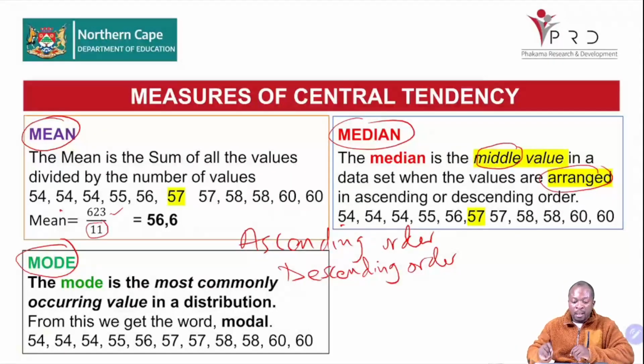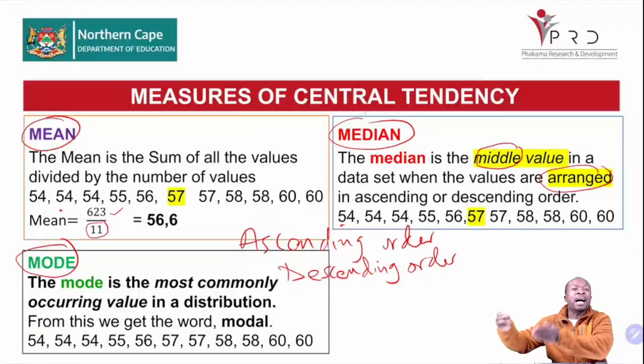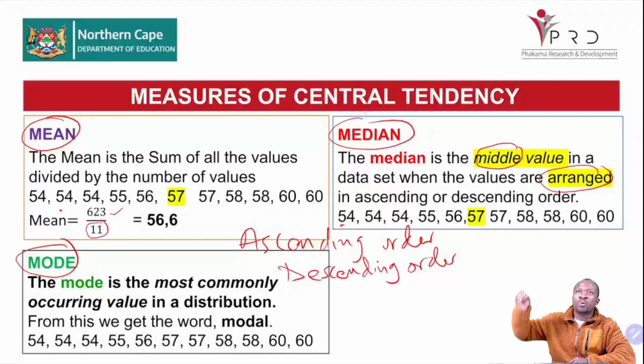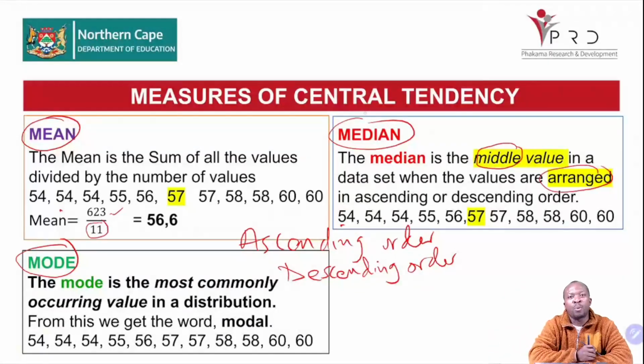Don't forget that. So whenever you hear median, it is middle after arranging. Therefore, in the exam they will be saying, arrange the data set in ascending order. It means they want you to start from small to big. Don't forget. If they say in descending order, it means you write the big number first, followed by the next big one until you get to the smallest one.